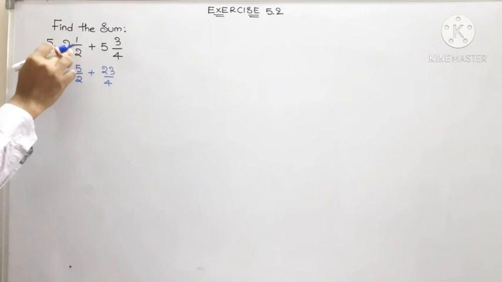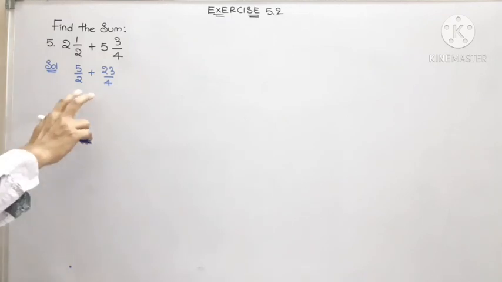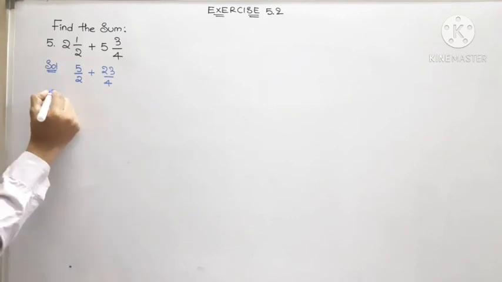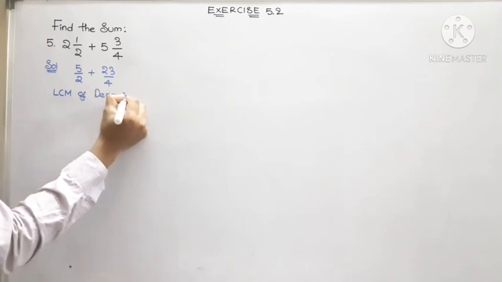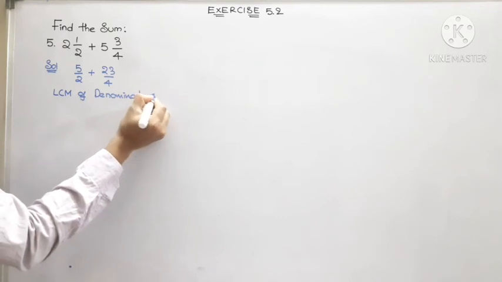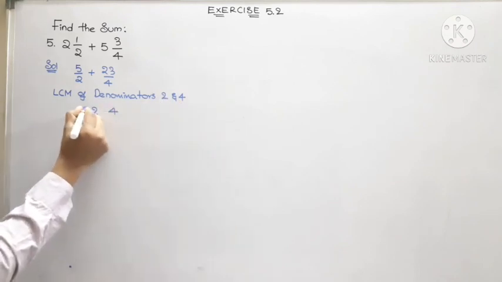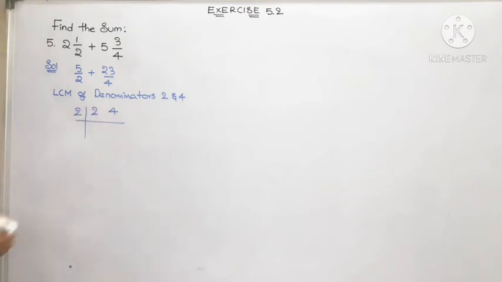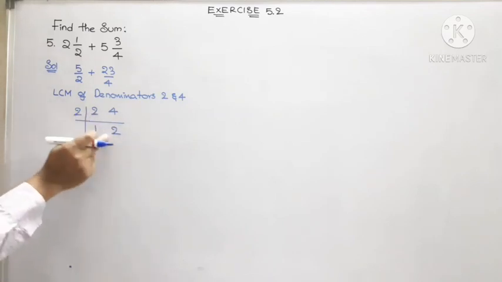Once we are done with changing the mixed fractions into improper fractions, addition is the same. Here they are clearly unlike fractions because one denominator is 2 and the other is 4. If the denominators are different, what will you do? Find the LCM of denominators 2 and 4. The least number except one which divides both 2 and 4 is 2 table. 2 ones are 2, 2 twos are 4.